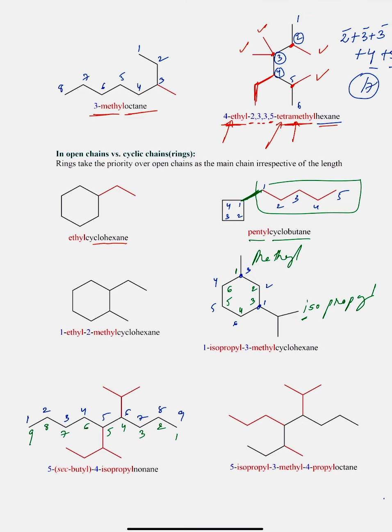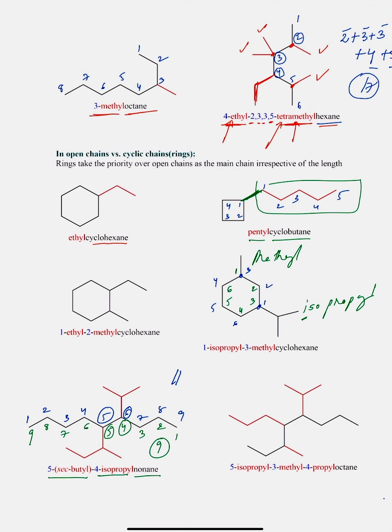So according to the lowest sum rule, if you look at the blue numbering, it's 6 plus 5, 11. And if you look at green numbering, it's 4 plus 5, it's 9. So which numbering is correct? Green numbering is correct because it gives you the lowest sum. So according to the green numbering, here is the suffix nonane because it has 9 carbons, and there is an isopropyl group at 4th carbon, and there is a secondary butyl group at 5th carbon.